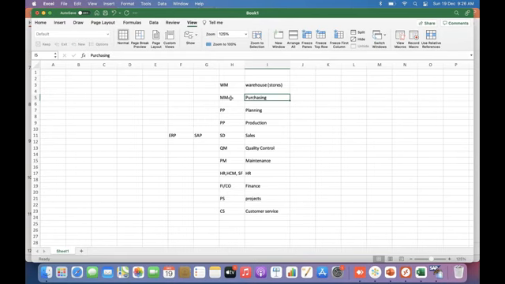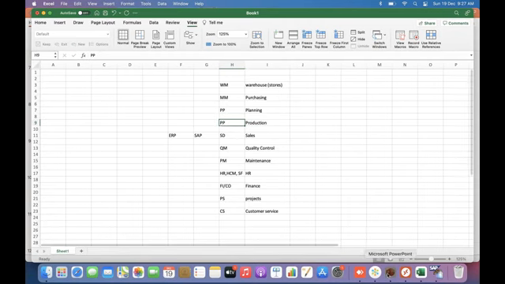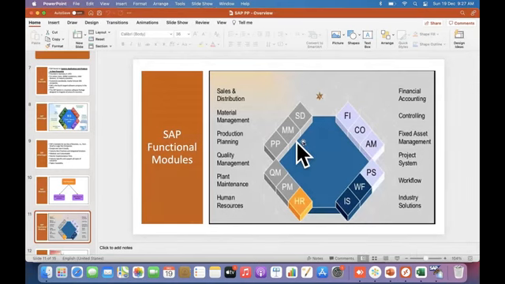Suppose, let's say, the production team. Every day they record what is the product, what quantity they produced, what machines were used during production, when they started production, when they completed production, what is the output, what is the loss, the scrap. All this information they will enter in the system using this PP module. So the functional modules will take care of the business processes. Okay, so now let's move on.